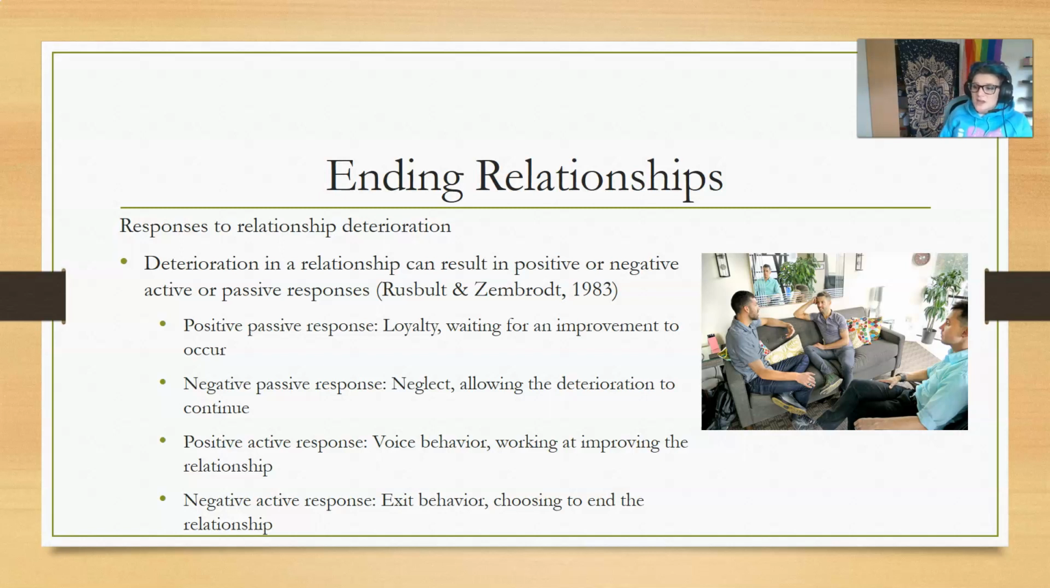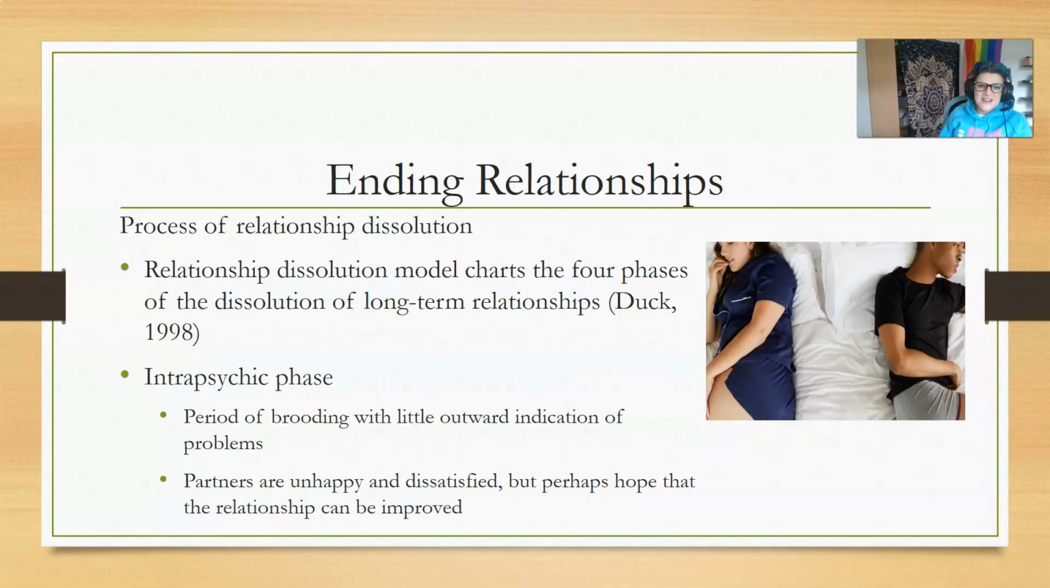These were set out by Duck in 1998. The relationship dissolution model charts the 4 phases of the dissolution of long-term relationships. The first is the intrapsychic phase. This is the period of brooding with little outward indication of problems. Partners are unhappy and dissatisfied, but perhaps they passively hope that the relationship can be improved. So you don't actually say that there's something wrong, but you know deep down that it's not necessarily working out. It's easier to stay than to leave, so you just wait it out and hope that it improves.